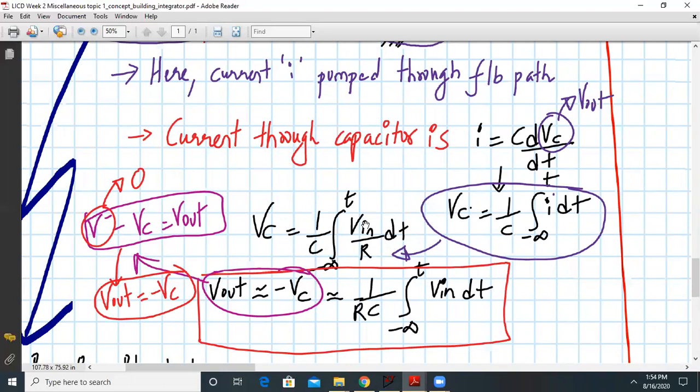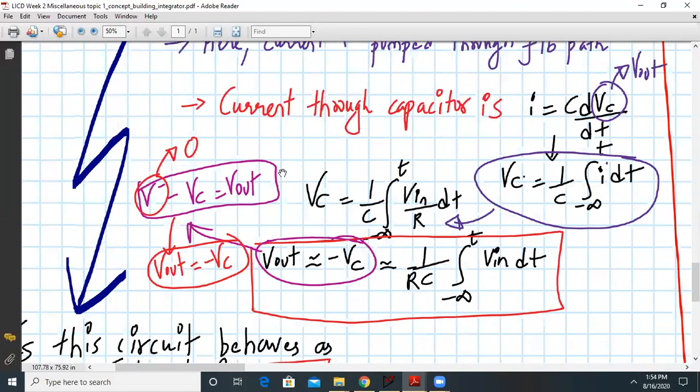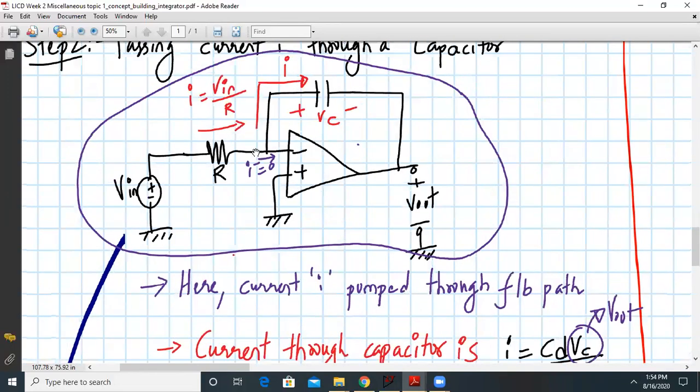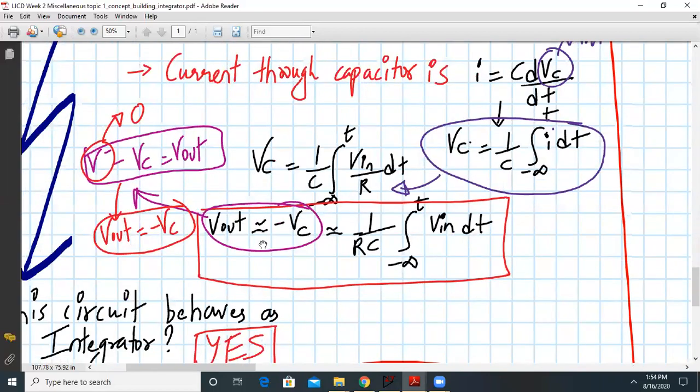But I will be equal to V in upon R, so that we can take it out. And what is Vc? Vc is nothing but minus of V out. How? In this diagram, we can write V minus minus Vc, which is equal to minus V out, is equal to 0. V minus is 0, so V out will be equal to minus Vc. So we have the output expression as V out is equal to minus 1 upon RC integral from minus infinity to t of V in dt, where 1 upon RC is nothing but my constant.